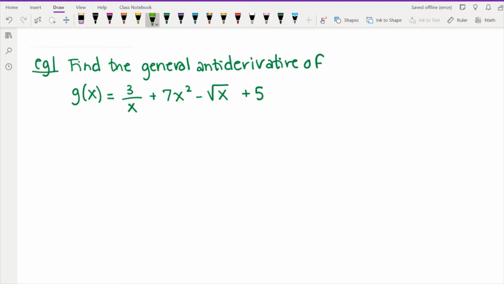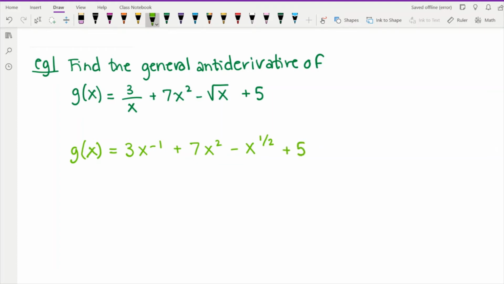So I'm going to rewrite this a different way that will help us to more easily take the antiderivative. 3 over x, that's the same thing as 3 times x to the negative 1, or you could write it as 3 times 1 over x. That part doesn't really matter, because we know that for x to the negative 1, we're not going to use the reverse power rule. We're going to use the ln antiderivative. Okay, so we have 3x to the negative 1 plus 7 times x squared. Then we have minus square root of x, which can also be written as x to the 1/2. And then we have plus 5.